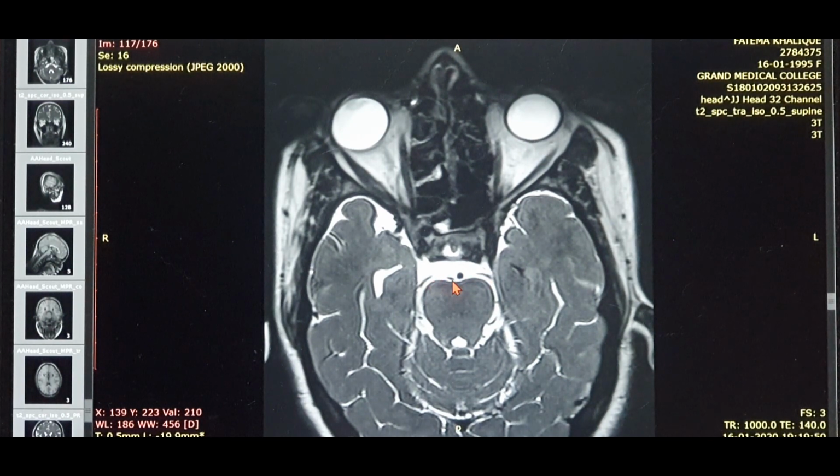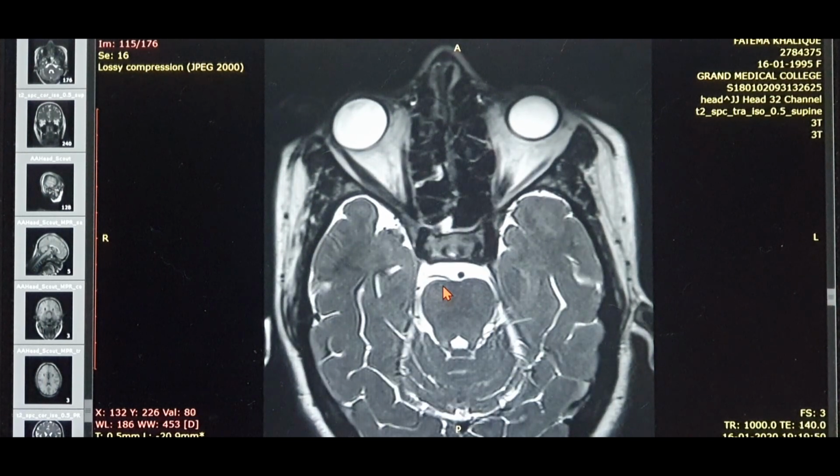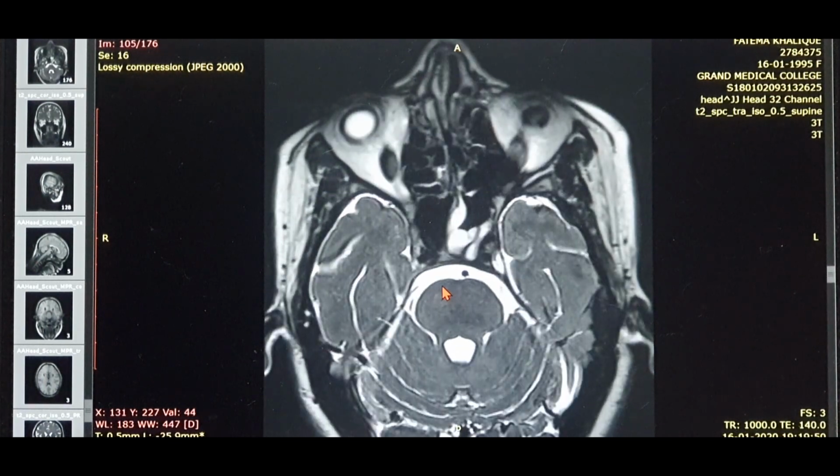This is nothing but the superior cerebellar artery. Okay, that's the superior cerebellar artery. So we saw the PICA, AICA, and the superior cerebellar artery. Now this is a superior cerebellar. Now if we keep on going above, we keep on going above.